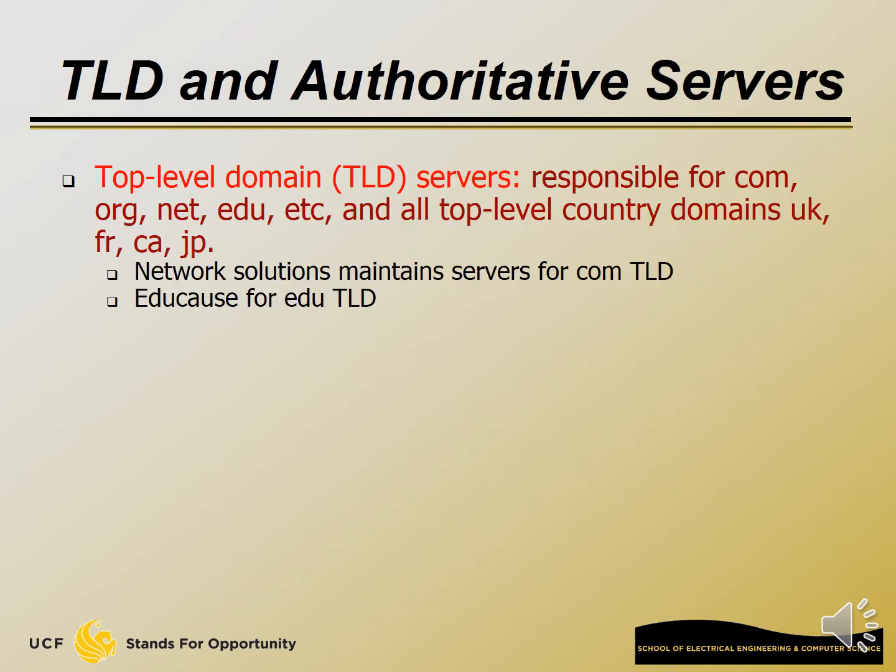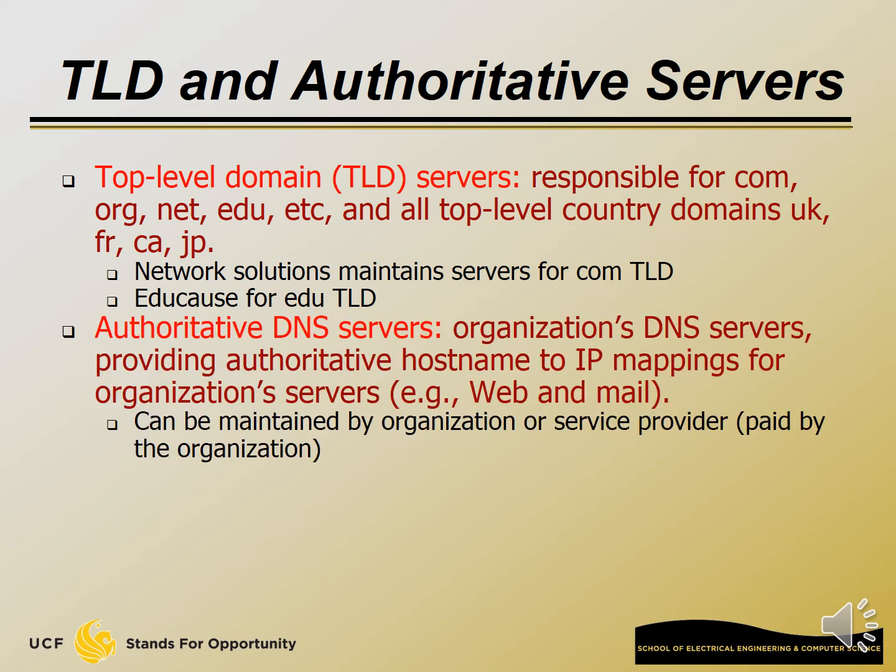TLD and authoritative servers. The top level domain servers are responsible for com, org, net, edu, etc., and all top level country domains: UK for United Kingdom, FR for France, CA for California, JP for Japan. Authoritative DNS servers are an organization's DNS servers providing authoritative host name to IP mapping for the organization's servers. For example, web and mail can be maintained by the organization or a service provider.